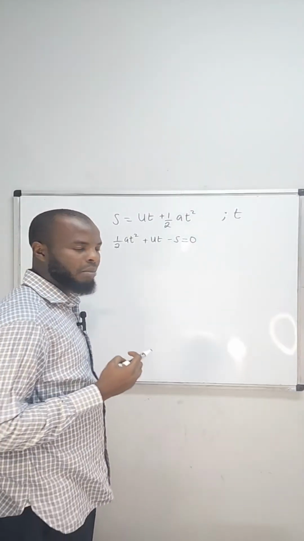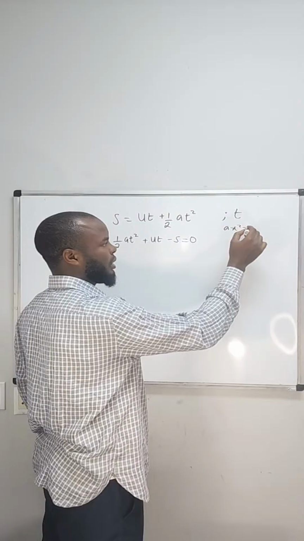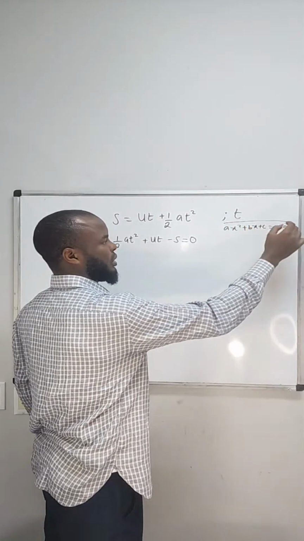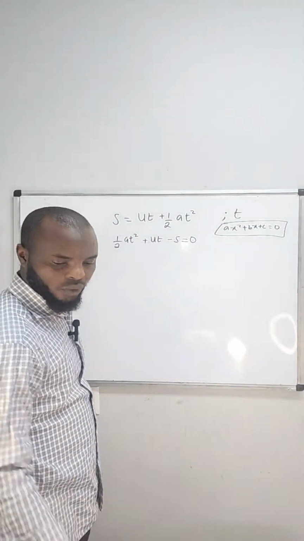If you remember, a quadratic equation is of the form AX squared plus BX plus C equals 0. This is the general form of a quadratic equation.